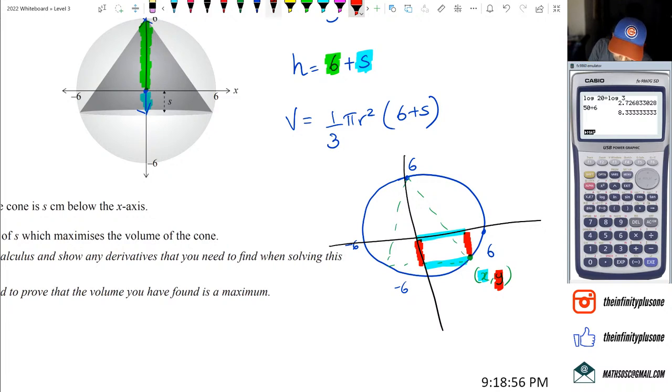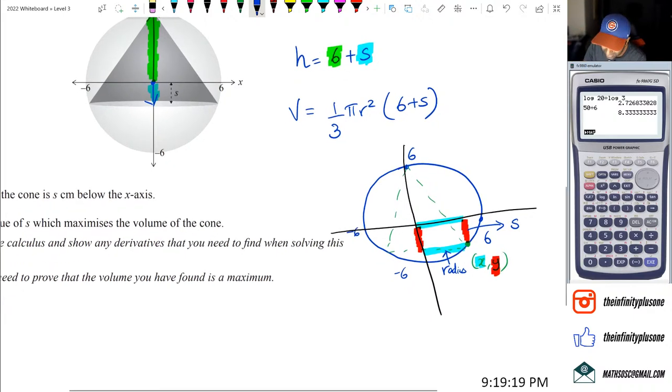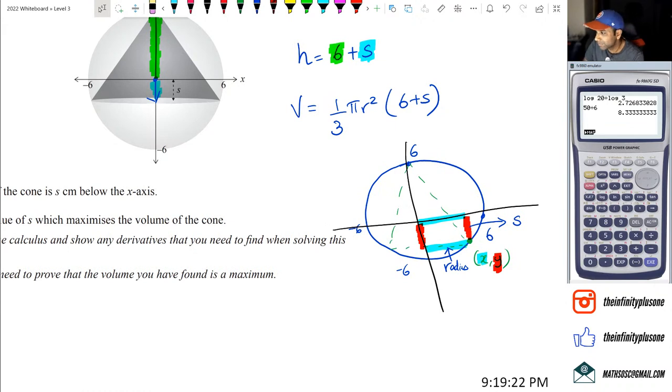But we're going to replace this with s and r, because the blue part, if you think about it, is actually the radius of the cone. From the center to the edge of the cone is going to be the radius. So that's what the blue part is. And as for the red part, it's actually the distance s. I hope you guys can see that, because if you can, this next step is just going to make sense.